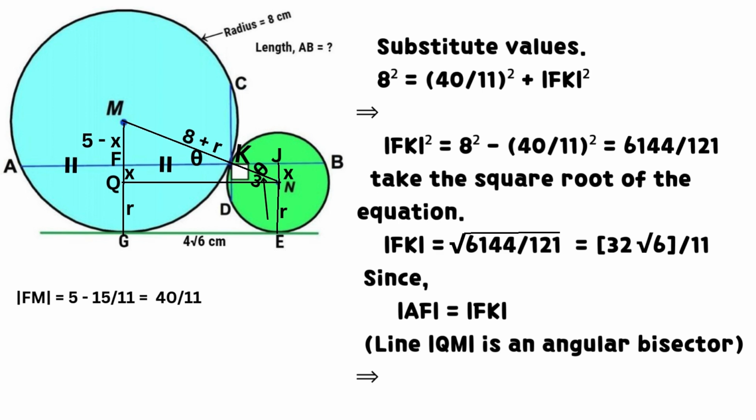Take the square root of the equation. Line FK equals the square root of 6144 over 121, which equals the product of 32 and the square root of 6, all divided by 11. Since line AF equals line FK, it is because line QM is an angular bisector of line AK.